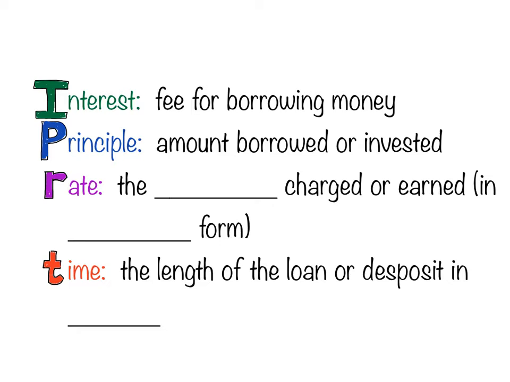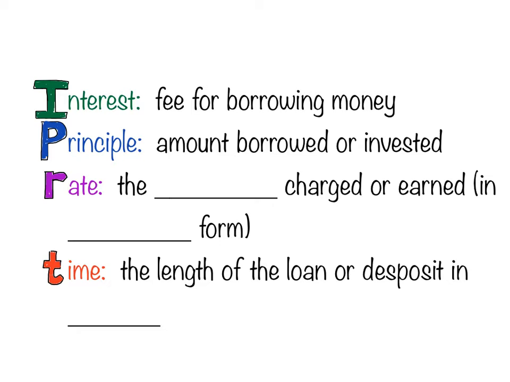All right, so as I mentioned, the I stands for interest. And remember, again, interest is that fee for borrowing money. So we have to pay back extra money on top of whatever we borrowed. So you borrow $2,000 from the bank, you're going to have to pay back like $2,200 or $2,300, not just the $2,000 you borrowed. That's how they get money from you.